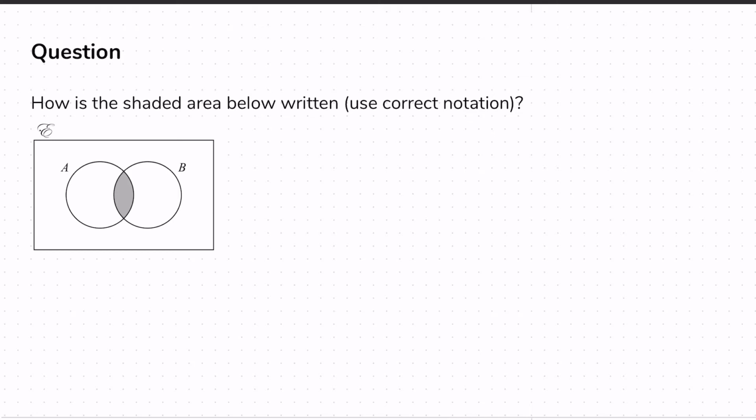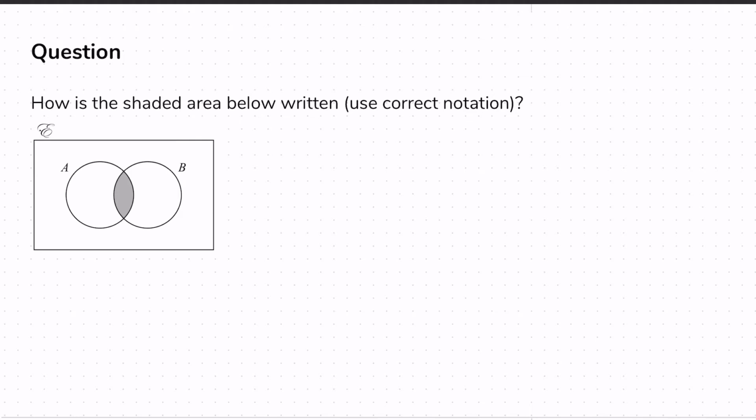This question is asking us to use the correct notation to describe the shaded area. So the shaded area is the overlapping part of A and B. Right, so it's the things that are included in both A and B. So how do I write that?